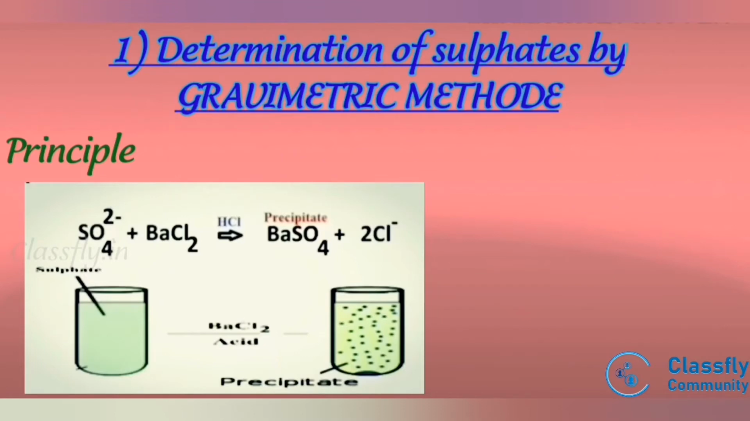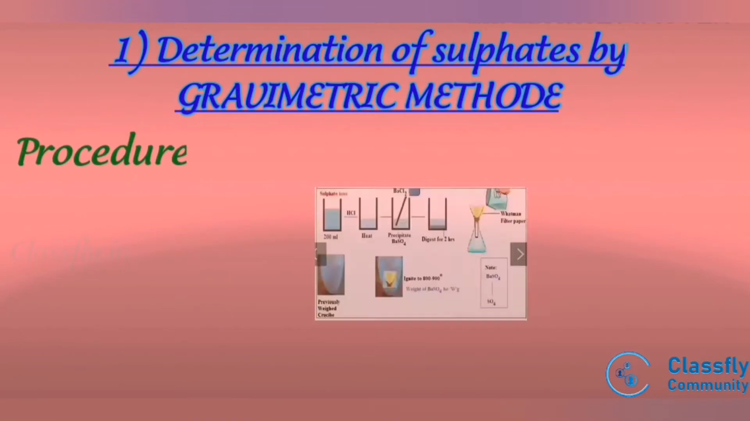In highly alkaline water maintained near the boiling temperature, barium carbonate may get precipitated, and to eliminate this the sample is acidified. To precipitate the sulfate ion as completely as possible, excess barium chloride is used. Next, move on to the procedure.